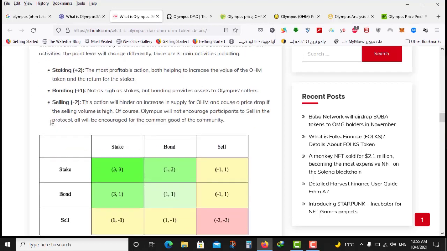But if you have some OHM tokens, if you sell them, this action will hinder an increase in supply of OHM and cause a price drop. If the selling volume is high, okay, this is obvious. It does the same for any other crypto assets. Of course, Olympus will not encourage participants to sell in the protocol. All we encourage for the common good of the community.